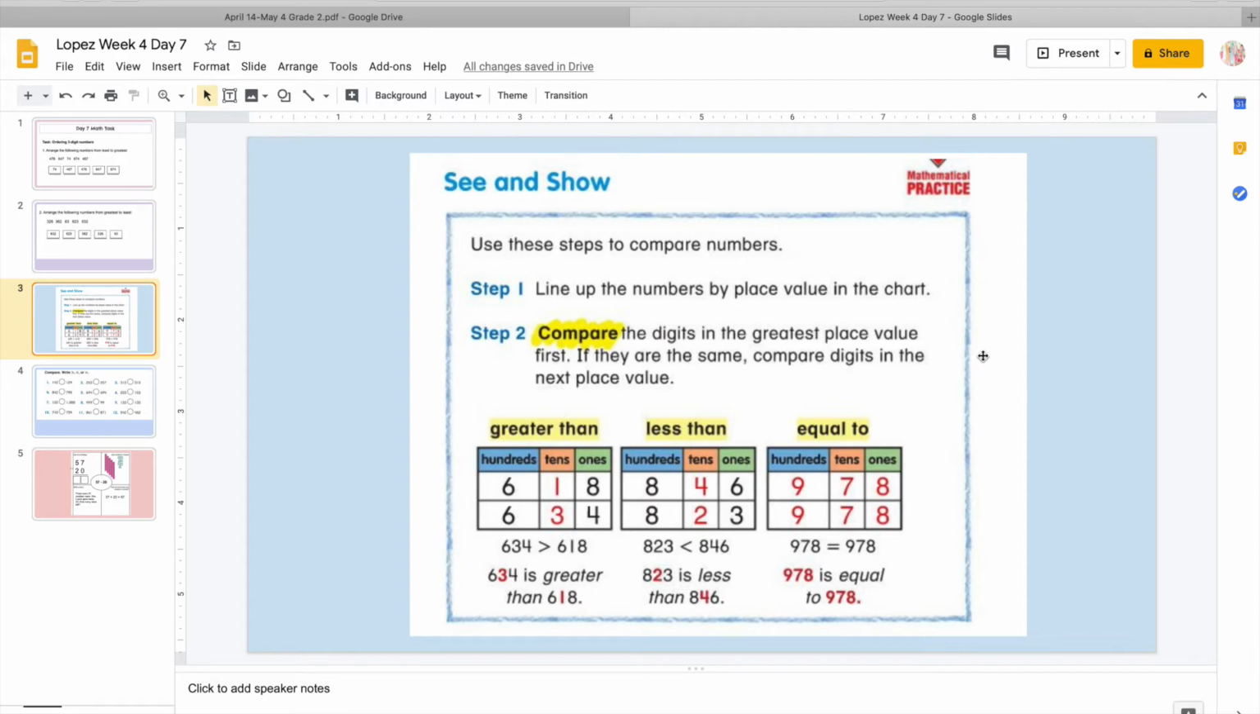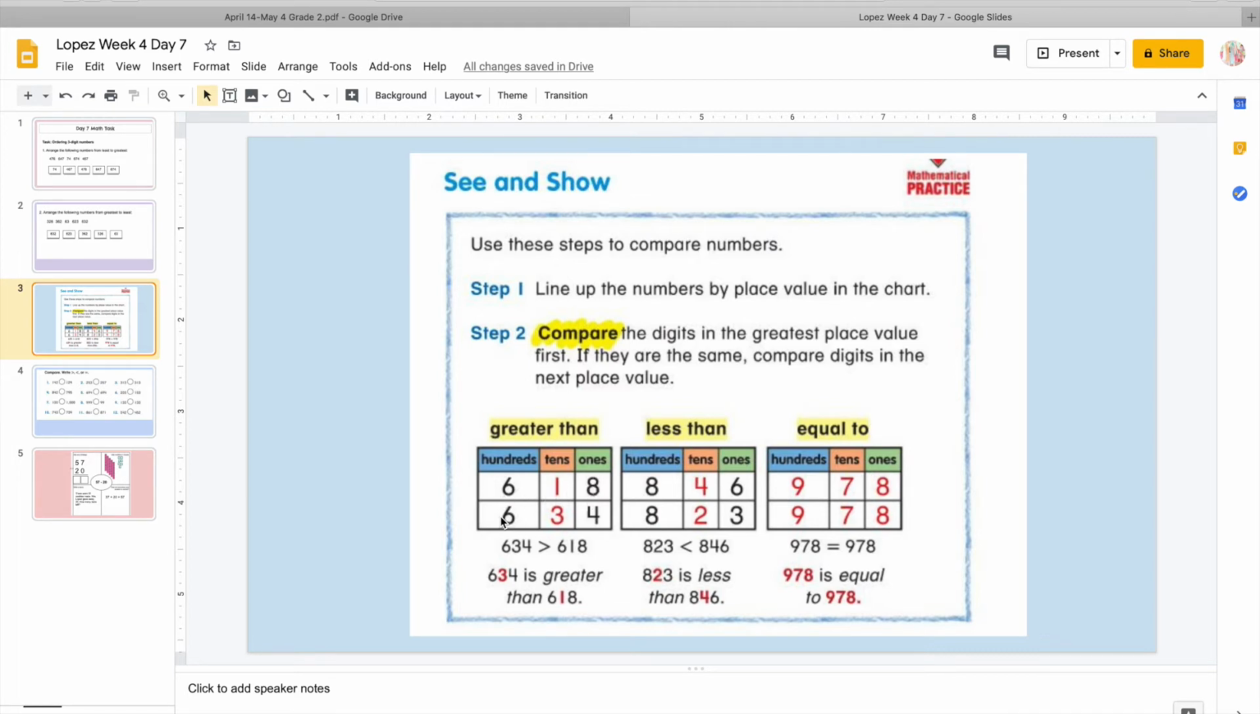We lined them up, we were focused on the place value. If the numbers were the same, we compared the digits in the next place value. We went from our hundreds to our tens. That's what we're going to be doing in this next worksheet as well. And we know greater than, less than, and equal to are our vocab words that we're going to focus on. So if you look at this one, we have 618.